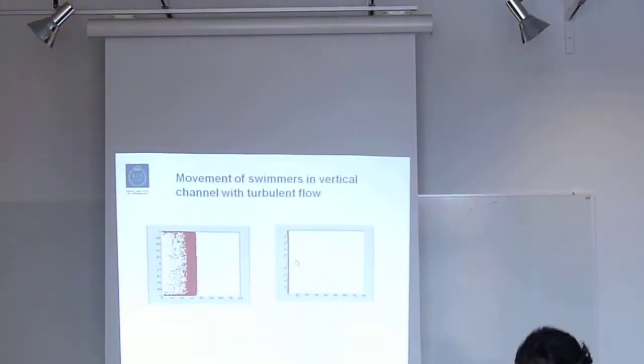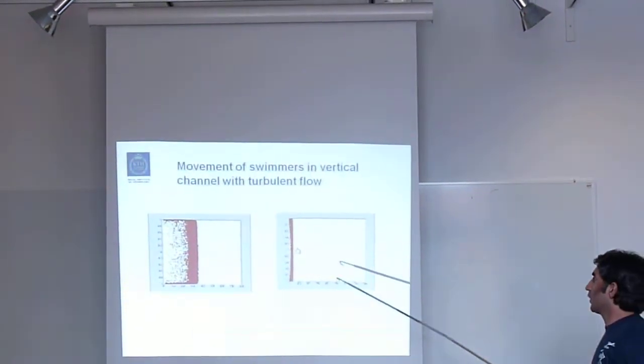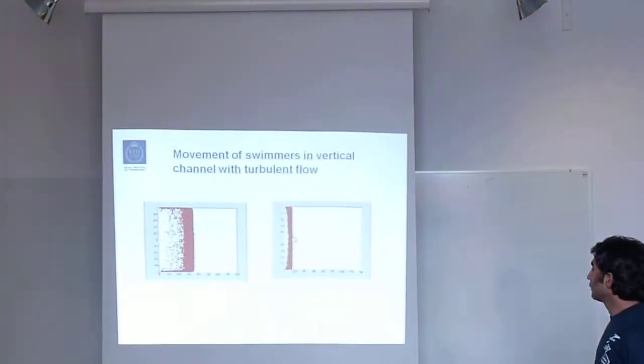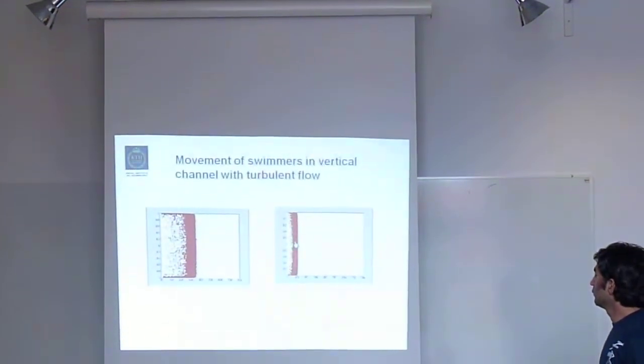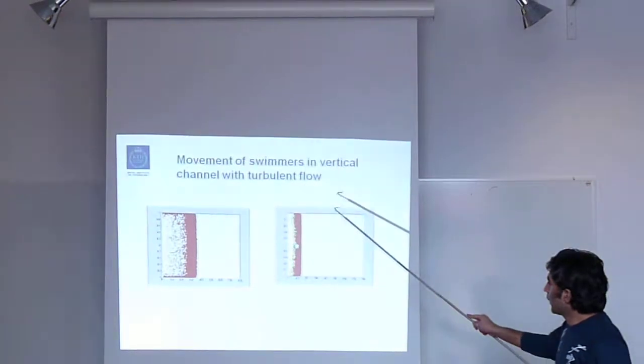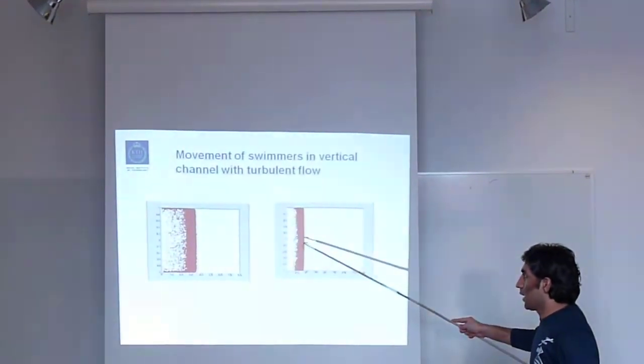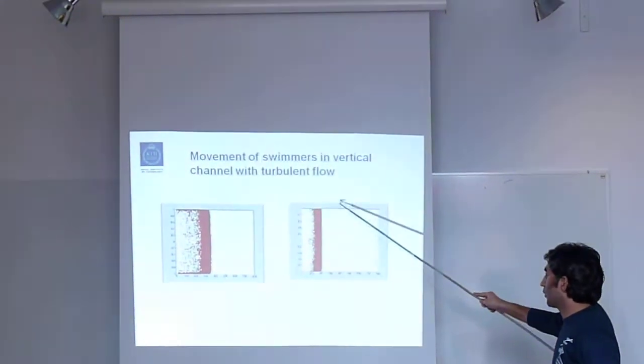And here we have the vertical channel when the gravity is in the direction of the fluid. And we can see that particles are not accumulating at all this time. As we showed in the simulation part, particles are uniform across the channel.